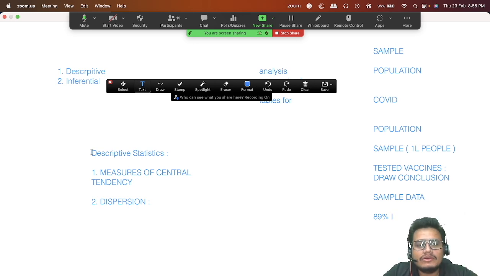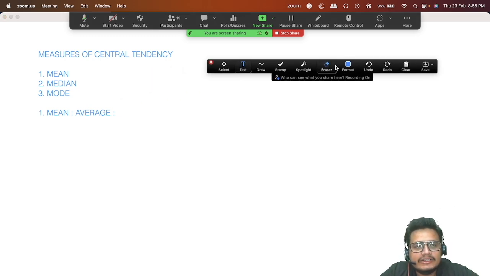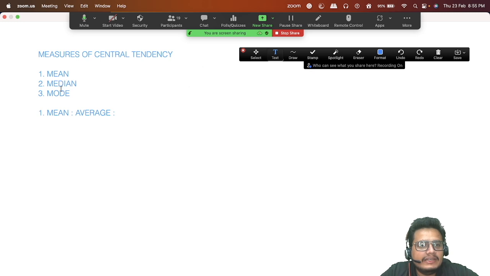So when we talk about descriptive stats, we come across two terms. One is measures of central tendency and the second is measures of dispersion. First of all, we are talking about measures of central tendency. When we talk about measures of central tendency, we have mean, median and mode. These are the different measures of central tendency. Now we were discussing the first, that is mean.